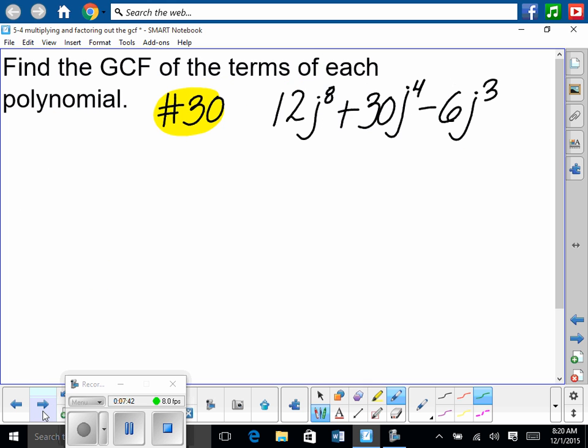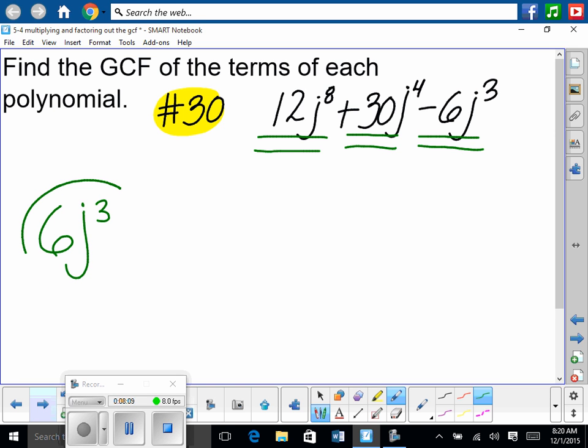All right, number 30. 12j to the 8th plus 30j to the 4th minus 6j cubed. Out of our numbers, what's in common? Very good. They each have a 6, and then what else? Good. The smallest one is j to the third. This one has a j to the third. This one at least has a j to the third, and this one at least has a j to the third. So we pull out 6j to the third. If you needed to check it, divide each term by that, and then look at your inside and see if there's anything more you could have pulled out. Very good.